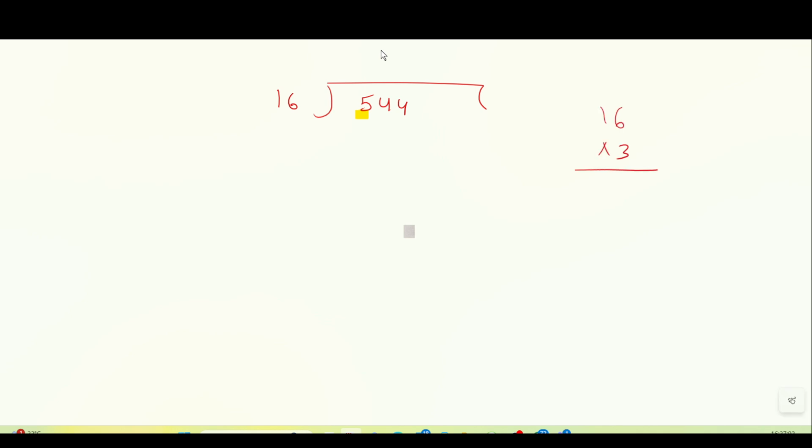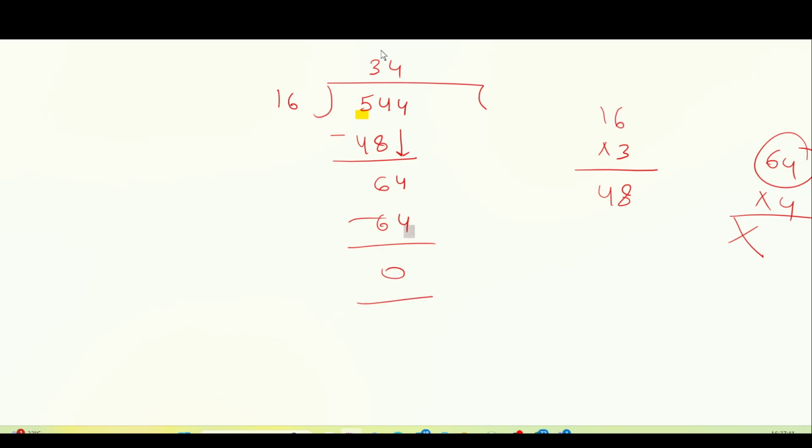So 16 times 3. Even if you don't remember the times table, this is how you can do it. 16 times 3 is 48. So here we put 3. Because if you check, 16 times 4 is 64, which is bigger than 54. That's why I'm not taking 16 times 4. And 16 times 3 is 48. Then we subtract 54 and 48, which is 6. Then I take this 4 down. So this is 64, and 16 times 4 is 64. So that's why we got 34.